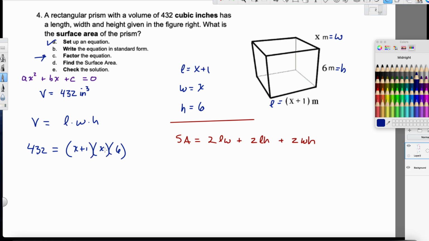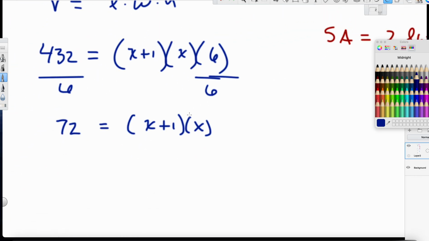I could multiply through everything by x and 6, but I think what I'm going to do first is divide both sides by 6, because I think 6 goes into 432, and it does. 432 divided by 6 is 72. Okay, and now I have x plus 1 times x. Next step is we need to distribute this x into this binomial. So x times x is x squared, x times 1 is x, and I still have the 72 over here.